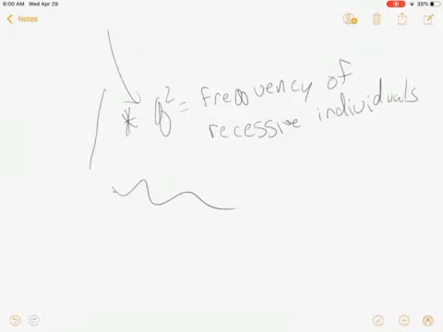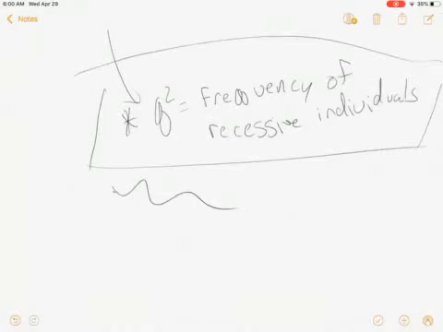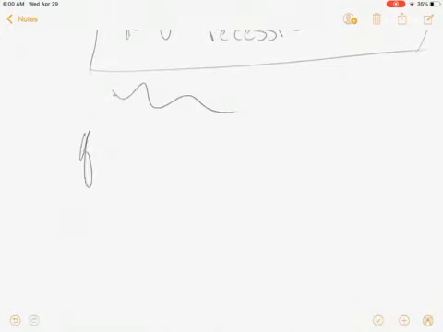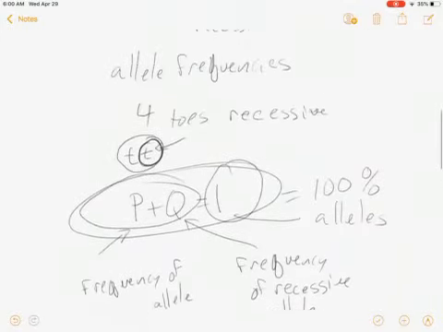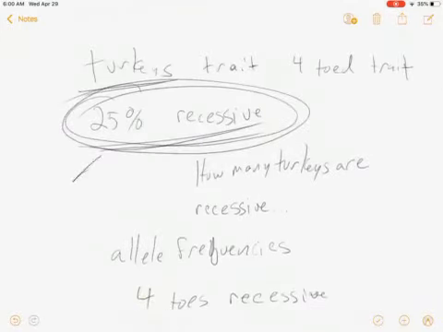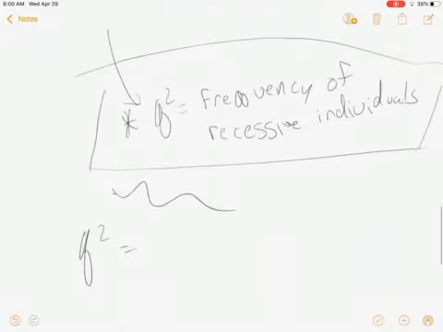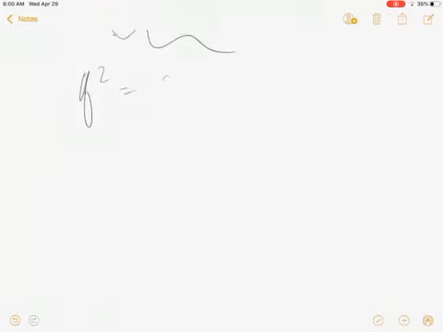So we start with q squared. And here we just have to do some plugging, and that gives us how this is done as far as the math goes. So we know we're going to start with q squared, the frequency of our recessive individuals. And we said earlier that frequency from our conversation was 25%. And so 25% in decimals is 0.25. So I know that.